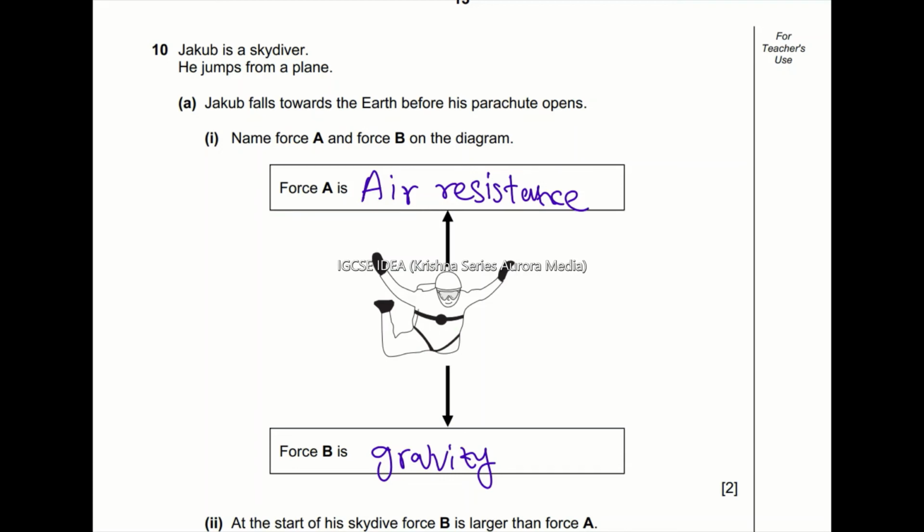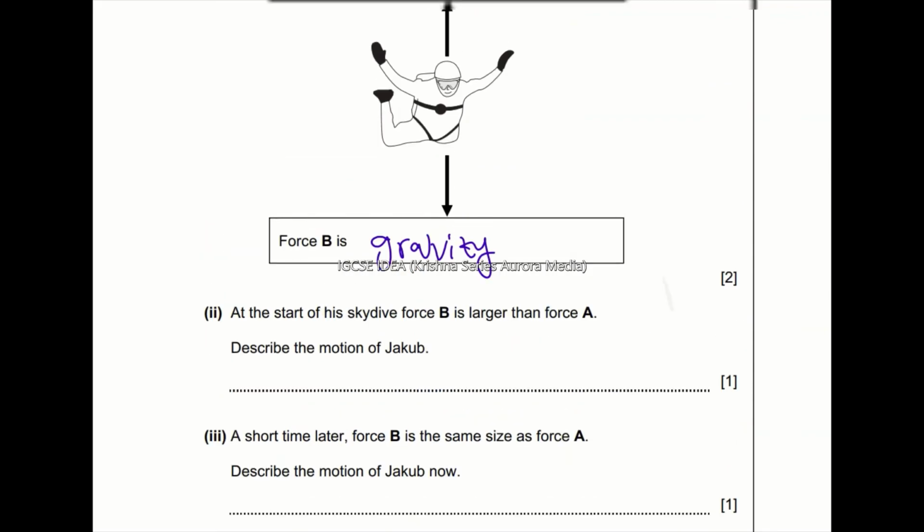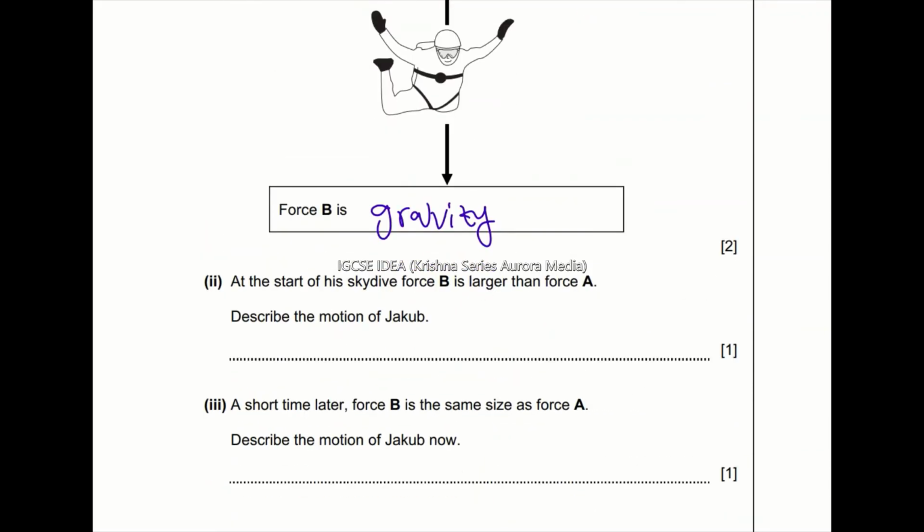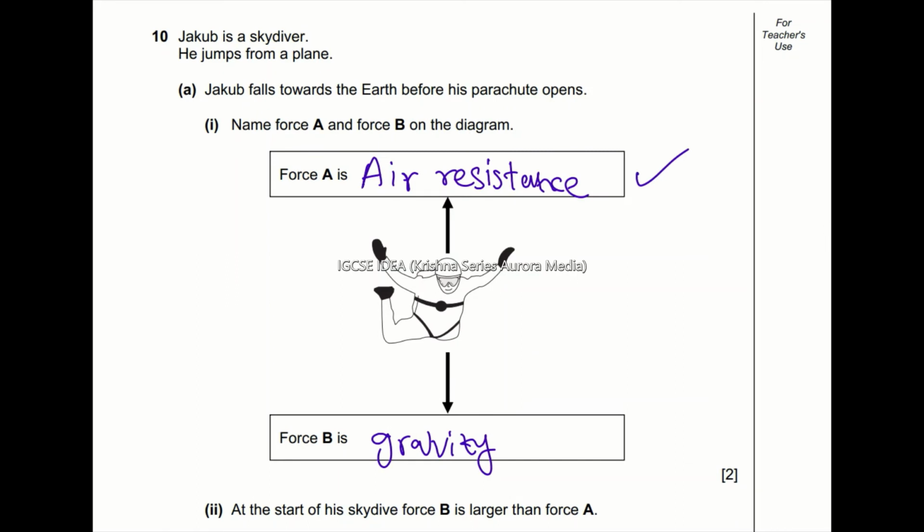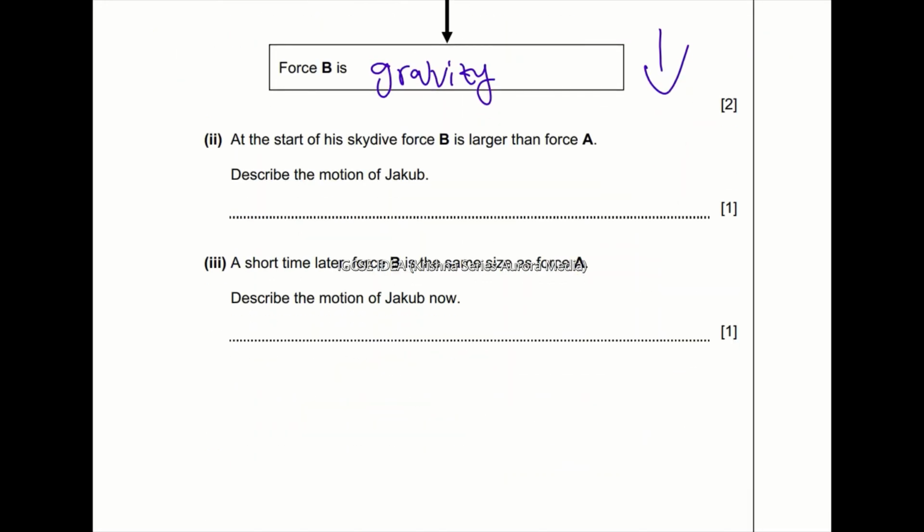The air resistance is less and the gravity is more. At the start of a skydive, force B is larger than force A. Describe the motion of Jacob. Yes, when his parachute opens, the air resistance increases and the speed at which he is falling down reduces. But before he opens the parachute, it must have been the opposite. Okay, so describing his motion, he's accelerating towards the earth.